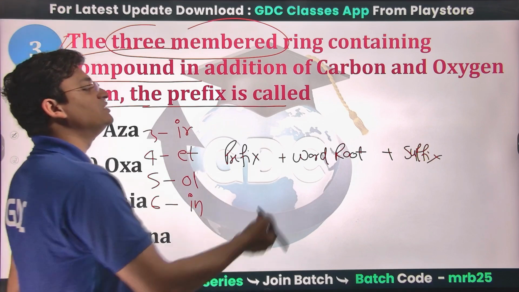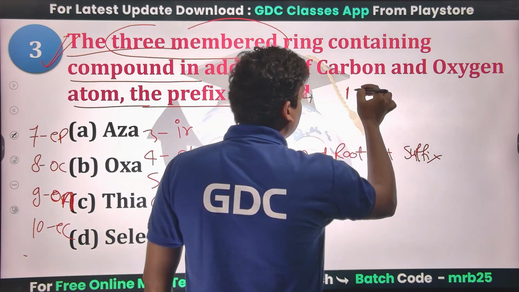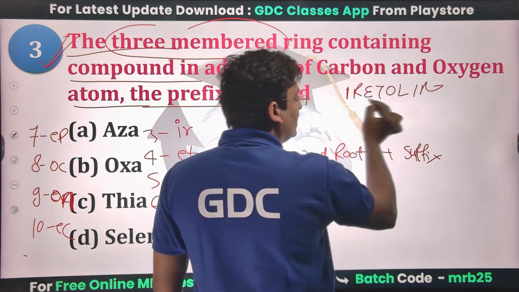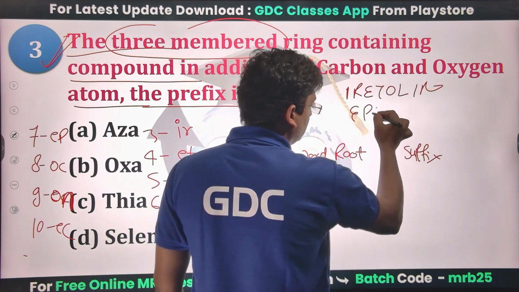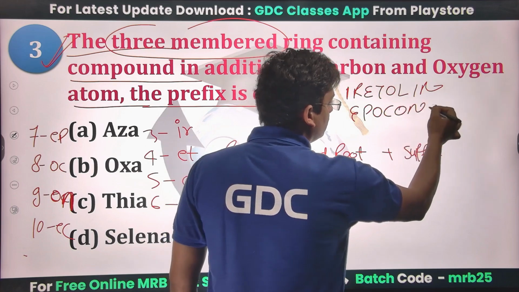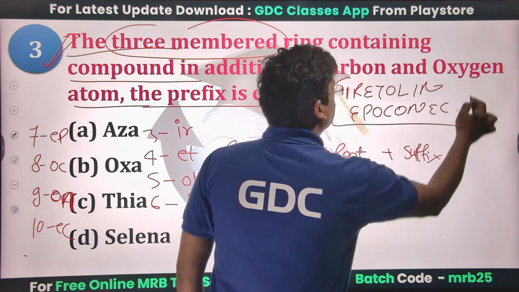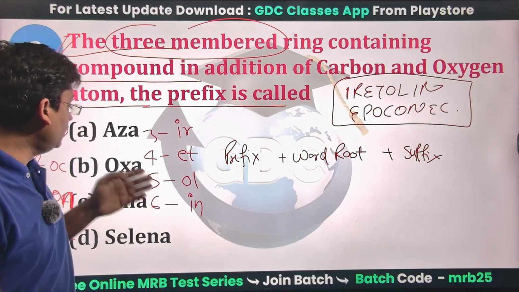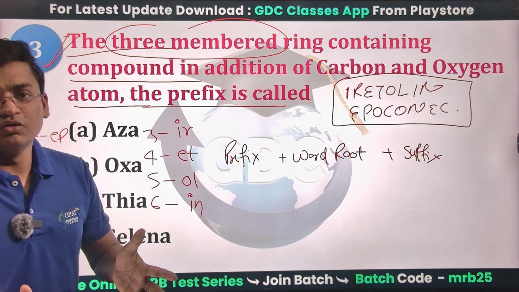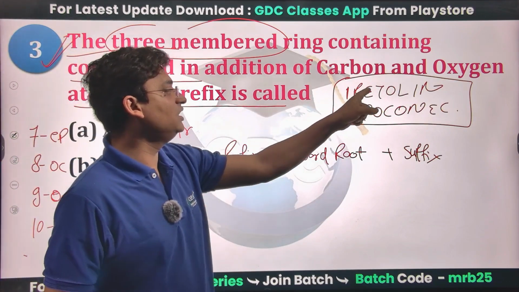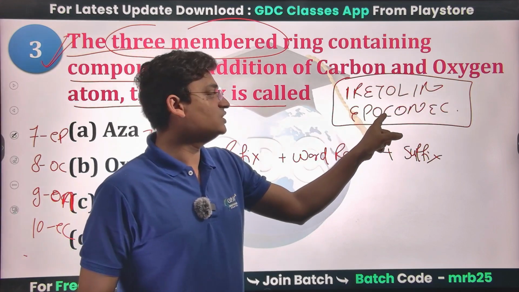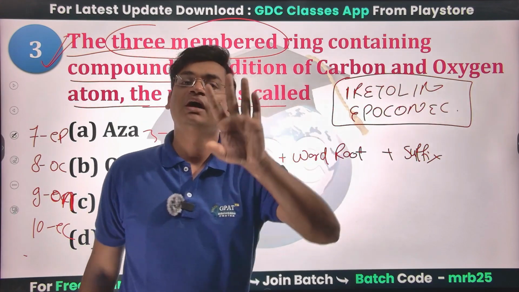So basically you can simply learn it by IR, ET, OL, IN, okay, so "iretolin" and "epoconec". If you learn these two mnemonics, you can simply learn the word roots for 3 to 10-member rings. Like IR for 3, ET for 4, OL for 5, IN for 6, EP for 7, OC for 8, ON for 9 and EC for 10-member ring.